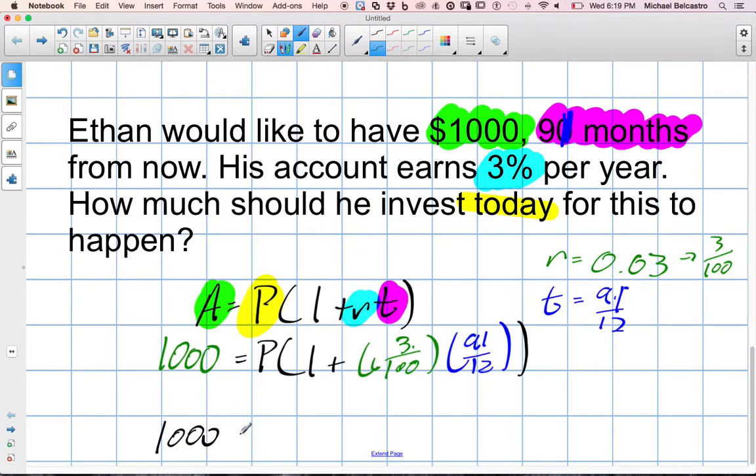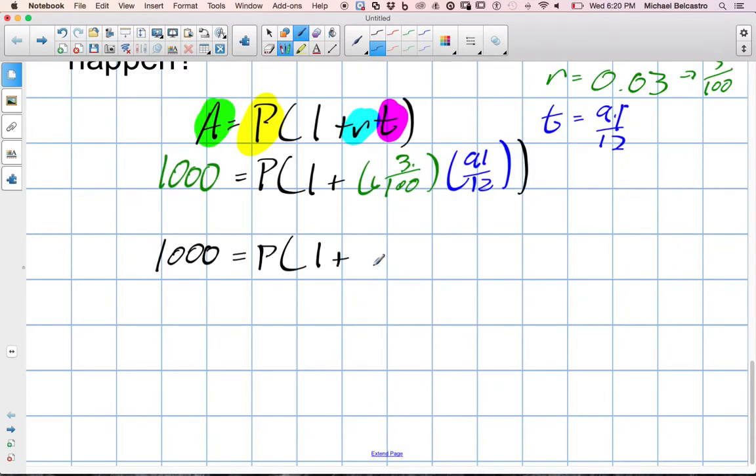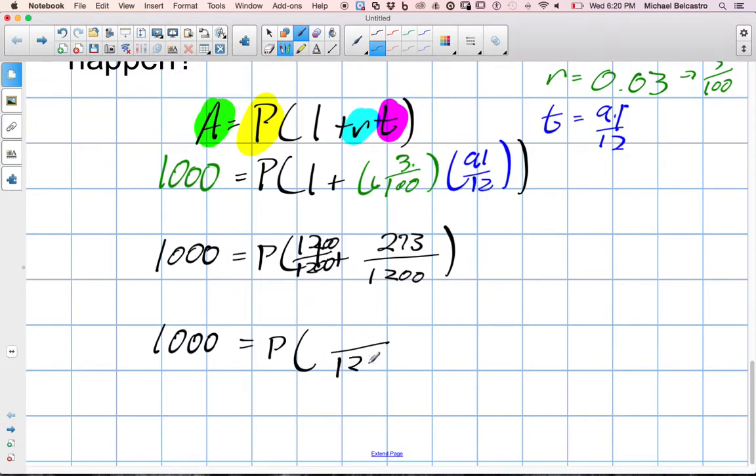So we have 1,000 is equal to P times 1 plus, this is going to be over 1,200, and 91, so it would be 273 over 1,200. Okay, I can convert this 1 to 1,200 over 1,200. So now that we have common denominators. Okay, so I'm just focusing on the fractions again. Again, you could make a decimal. You're probably very, very accurate as you go through. All going to be over 1,200. And this is going to be 1,473 over 1,200.